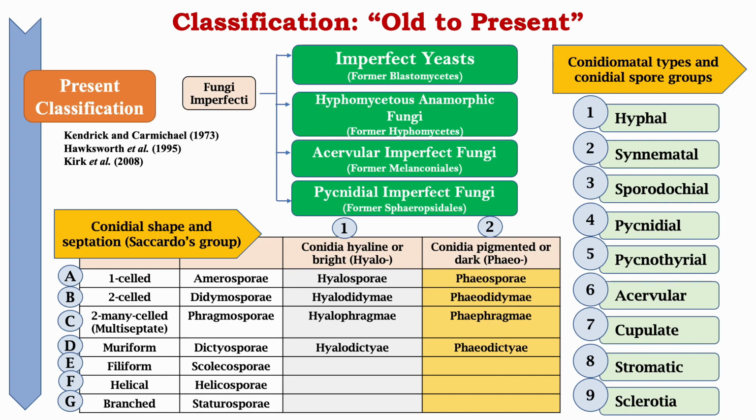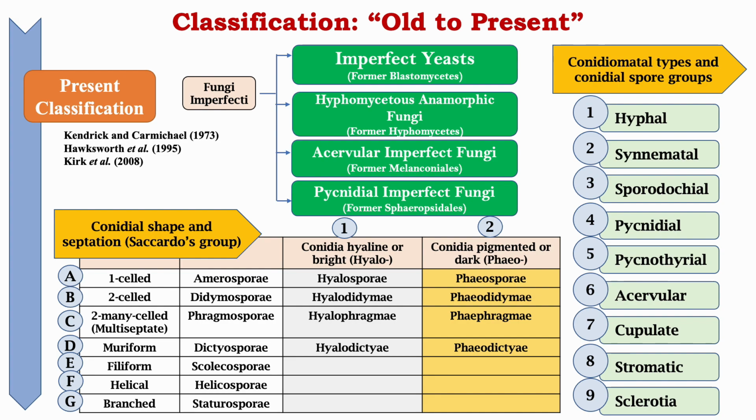Followed by group E, that is Filiform, Scolecosporic. Followed by group F, these are helical, and these are commonly known as Helicosporic. And group G, these are branched. If they are branched, then this has been termed as type Staurosporic.